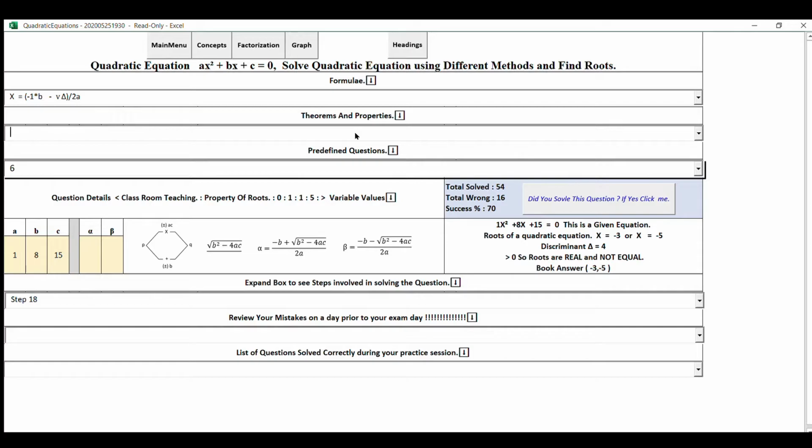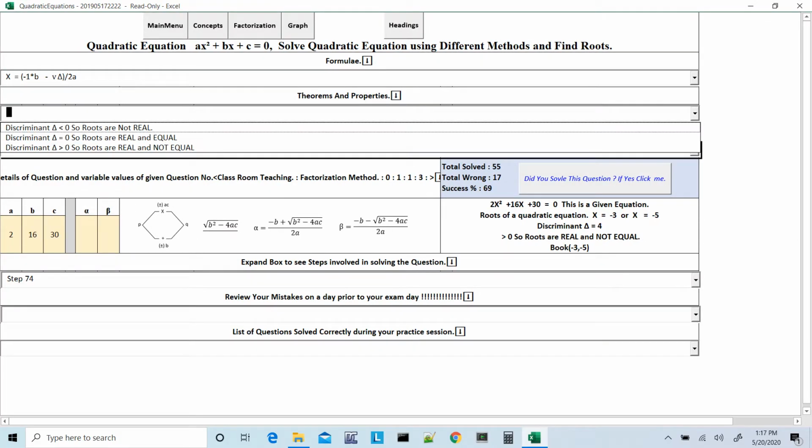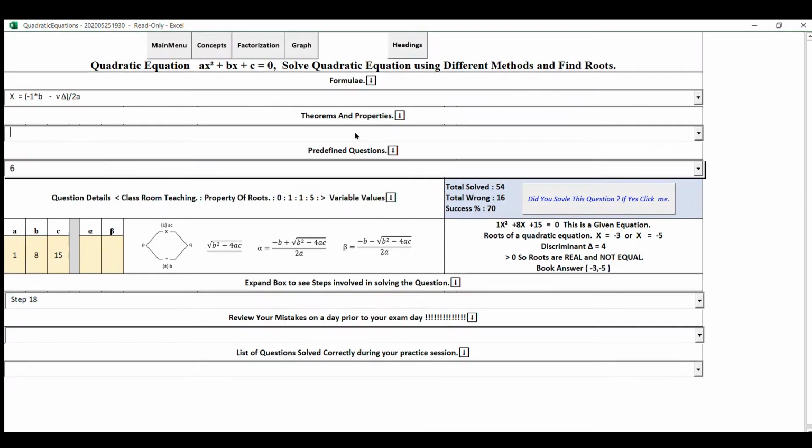Take a look at it. If delta is less than 0, roots are not real. If delta is equal to 0, roots are real and equal. If delta is greater than 0, roots are real and not equal. So in this kind of sum, you only have to calculate b square minus 4ac and state the property of that equation. All right. Okay.